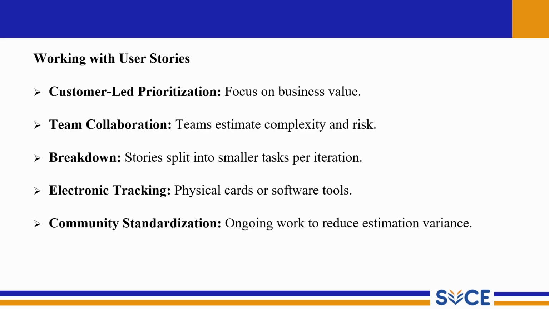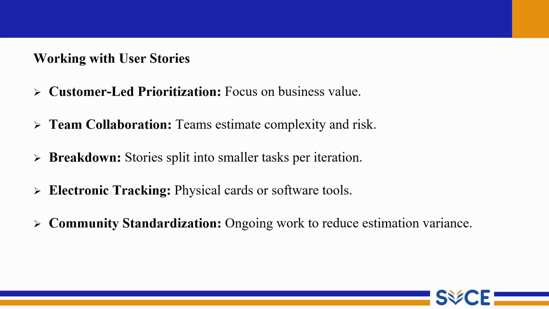The next one is community standardization. Teams continuously work to improve how user stories are estimated and written. They follow agile best practices like using the inverse model and story points to reduce the variation in estimation. Over time, this improves accuracy and delivery predictability.